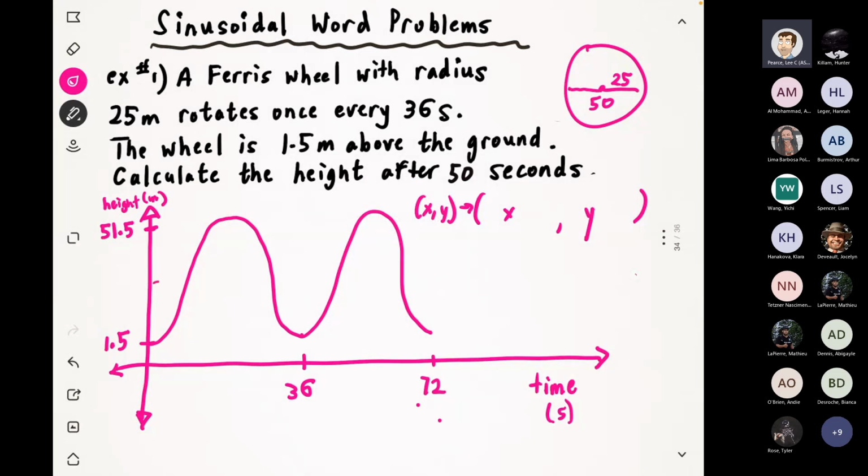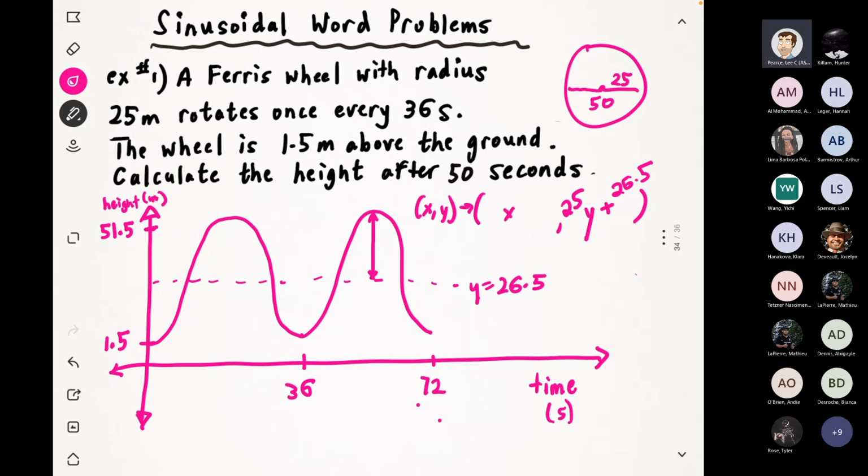But the middle of this is at 26.5. Now, again, that's a little harder to do, but if you get the average of your max and min, you add up 51.5 and 1.5, and you divide it by 2, you'll get the middle. So that is your sinusoidal axis, which is your vertical translation. The distance from the middle to the top is 25, and that is your amplitude, or your vertical stretch.